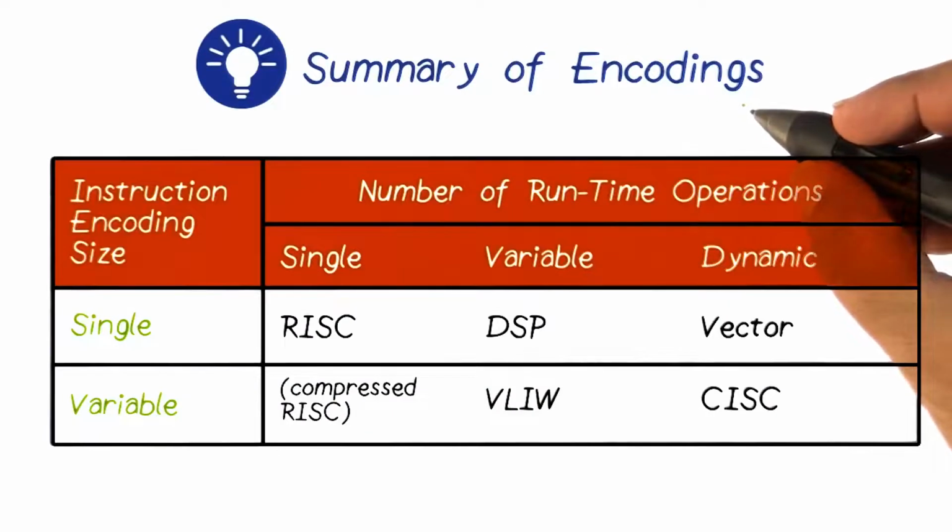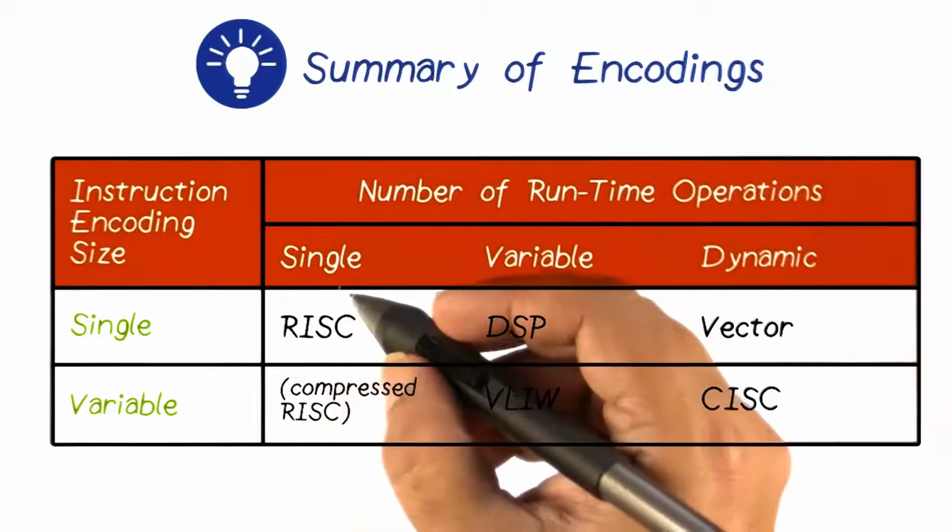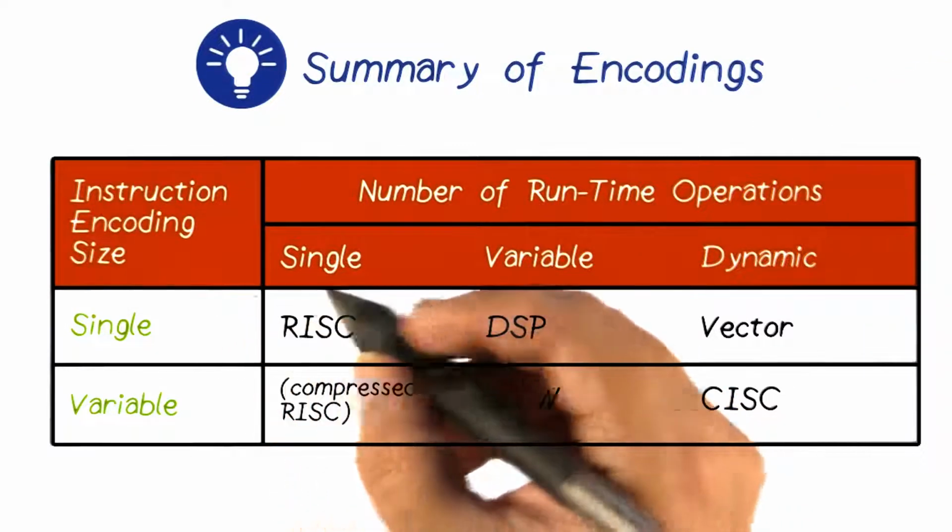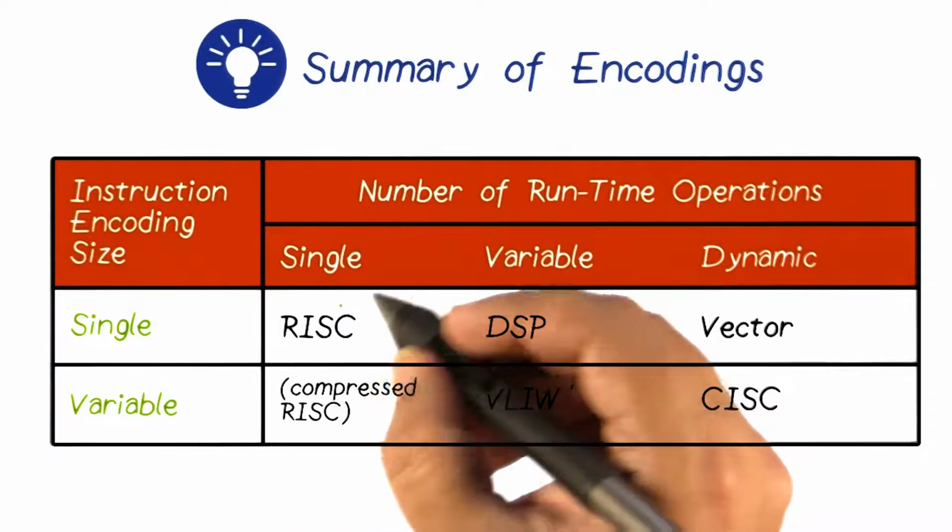Alright, having seen the different types of encodings, now we look at a nice summary of what happens in terms of the number of runtime operations versus the type of encoding. And we are going to do this for three different kinds of architectures. Again, RISC. The second one is DSP. The third was VLIW, and in fact we are also going to do it for vector.